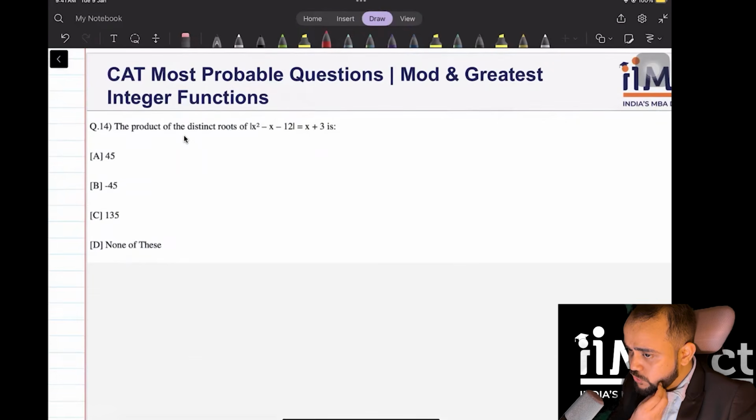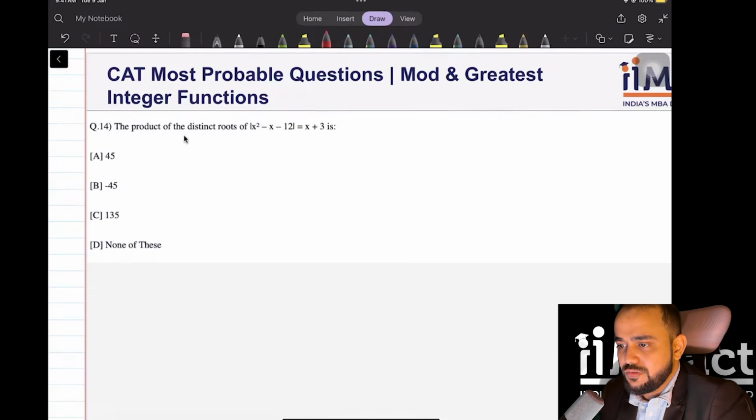Product of the distinct roots of mod x minus 12 is equal to x plus 3. Now, generally, I would love to draw the graph here, right? But this is a quadratic, this is a linear. I will have to equate and then solve. So making the graph does not seem to be very rewarding on the get-go. Let me just see if this quadratic has something for me, which it does.